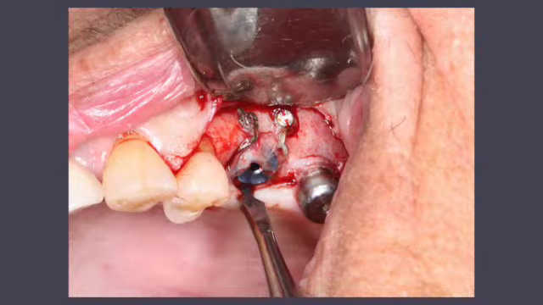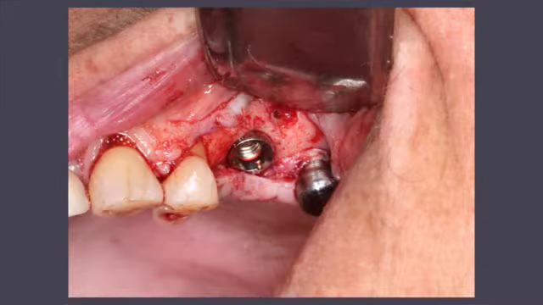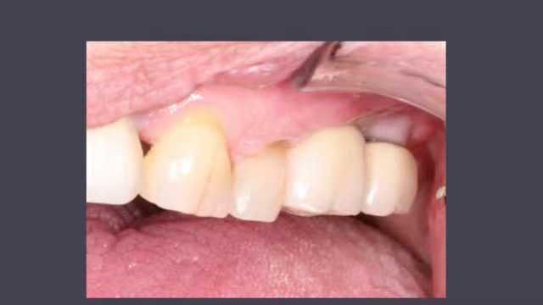Now, after 4 months, we re-enter the site and we see that the implant is basically stable. We remove the bone plate, and it is clinically evident that this implant has healed into the bone. However, the test is really to load this implant and to follow it for many years. So this new implant has now been restored and is under function for a number of years.